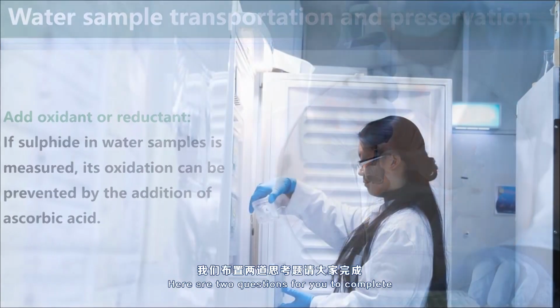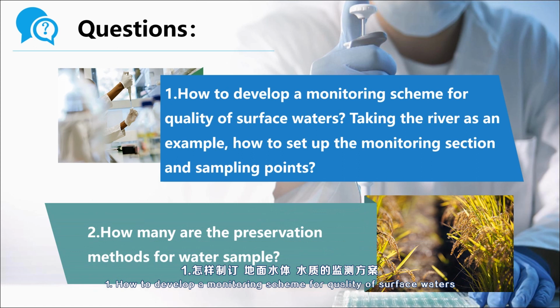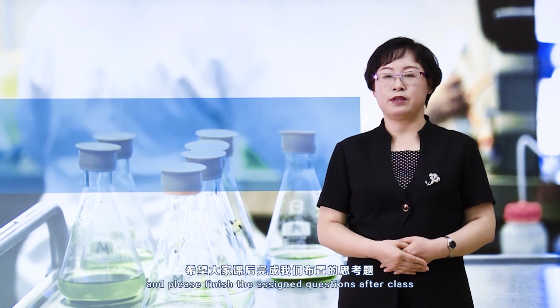Here are two questions for you to complete. First, how to develop a monitoring scheme for quality of surface waters. Taking river as an example, how to set up the monitoring section and sampling points. Second, how many are the preservation methods for water sample? That's all for today, and please finish the assigned questions after class.